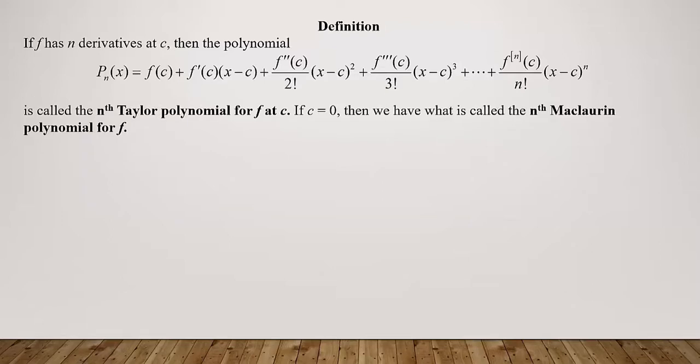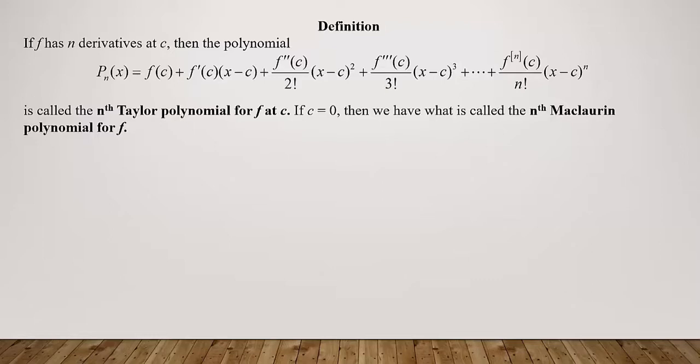Now, if we happen to be centered at 0, or expanding about 0, so if c equals 0, then we have what is called the nth Maclaurin polynomial for f. So a Maclaurin polynomial is just a special Taylor polynomial. Maclaurin is when you're centered at 0.